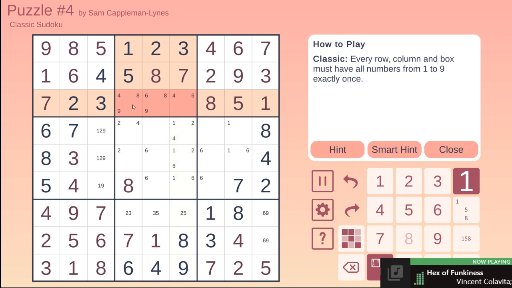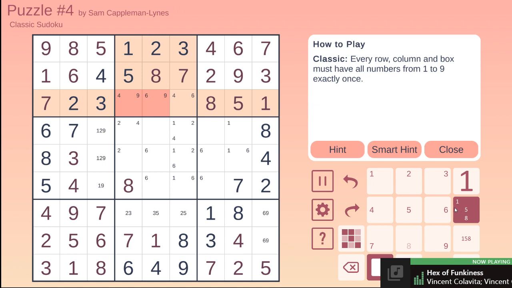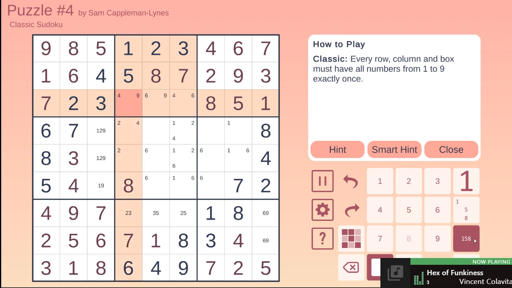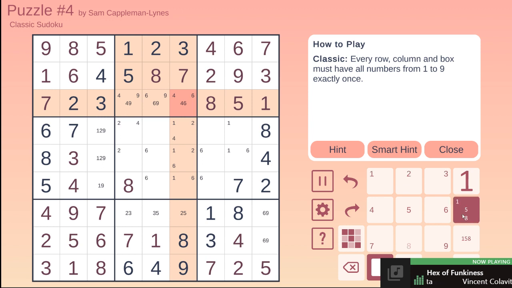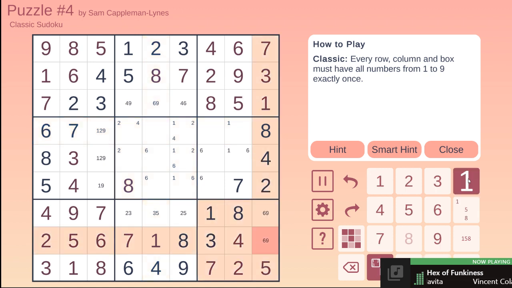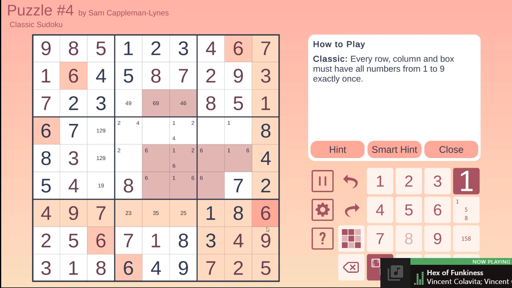Which means we know this is... Well, we know these are not 8s, obviously. So this could be a 4 or a 9. This could be a 6 or a 9. And this could be a 4 or a 6. It's great. We should be looking at... Wait, we know this digit. This is a 9. Which makes this a 6. Okay, we should be now looking at this box.